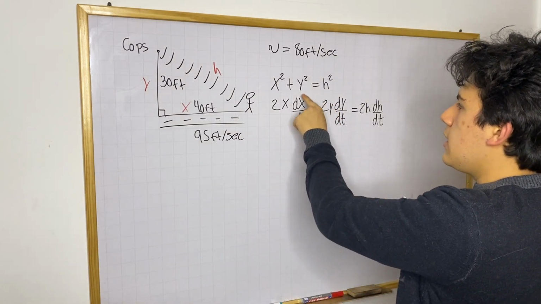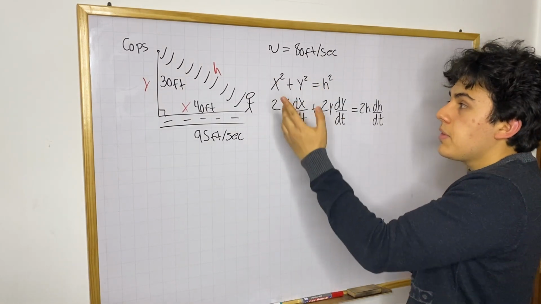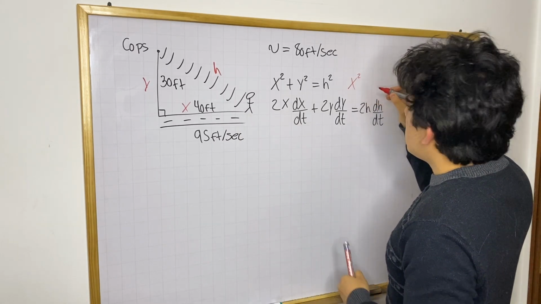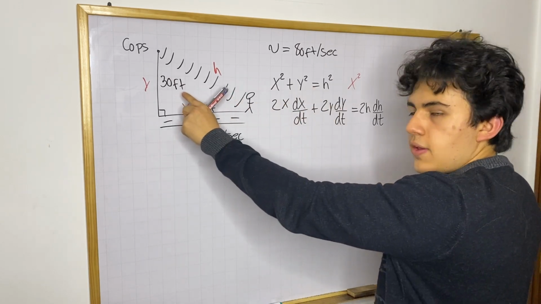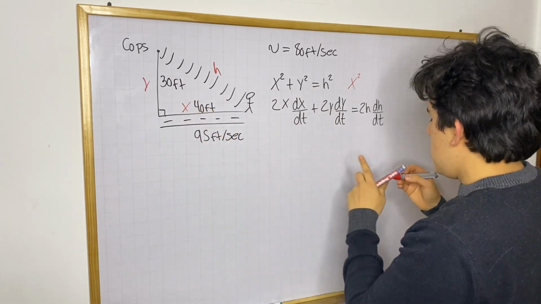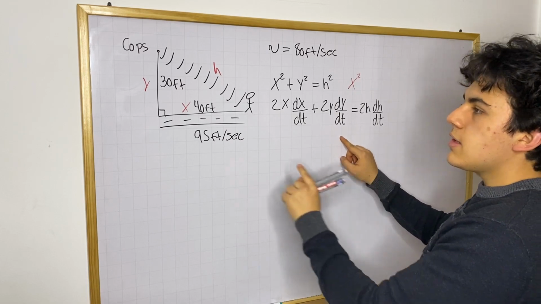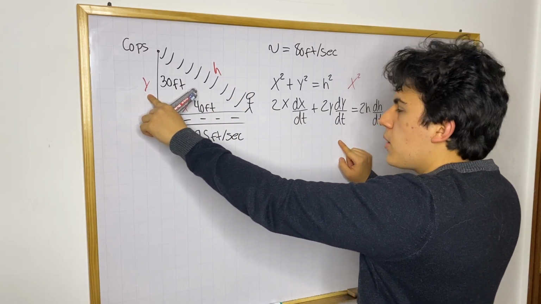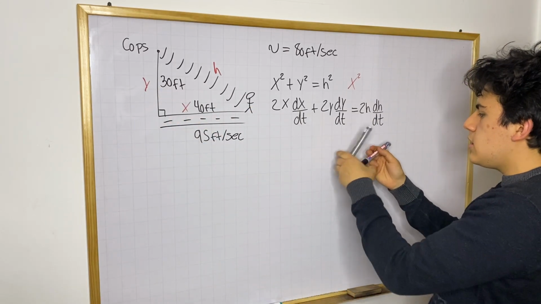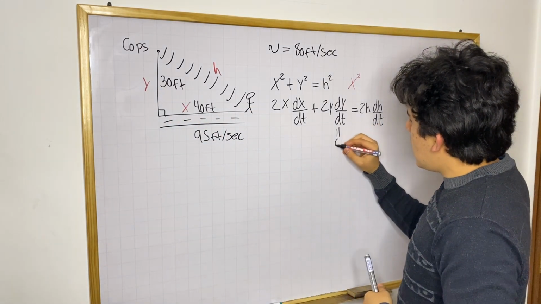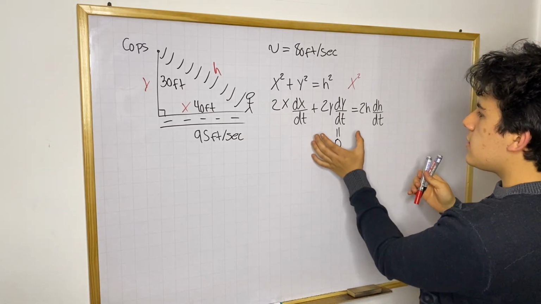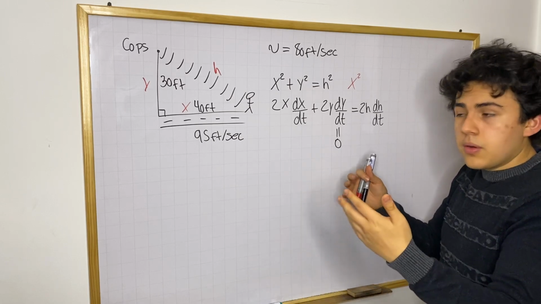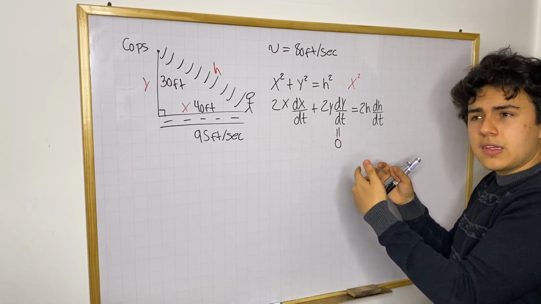Now, instead of writing y in the first equation, you could write the same equation but replacing y with 30 feet squared. Because in this problem, y will not change. And if the measurement y will not change, then dy over dt will be equal to 0. If this is equal to 0, this term in the middle will disappear, so we don't really have to deal with it.